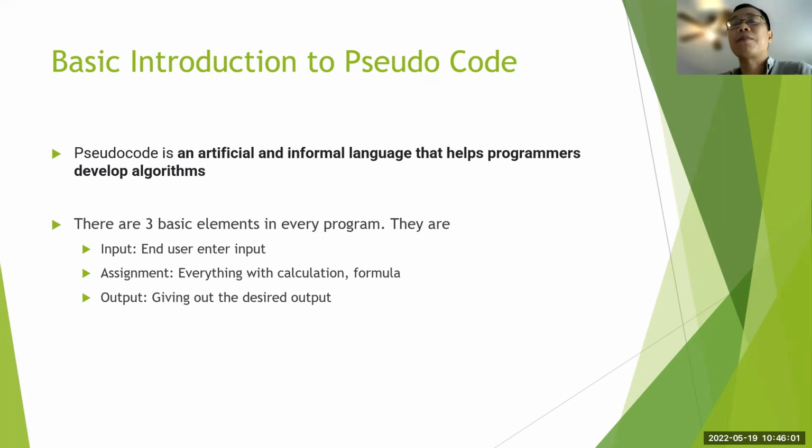And basically, for every program, you have three parts. The first thing is the input, where the end user enters the input. The second one is assignment or calculation, everything you do with the calculation. And the third one, when you've done everything with the calculation, is the time you print out the desired output, the expected output.